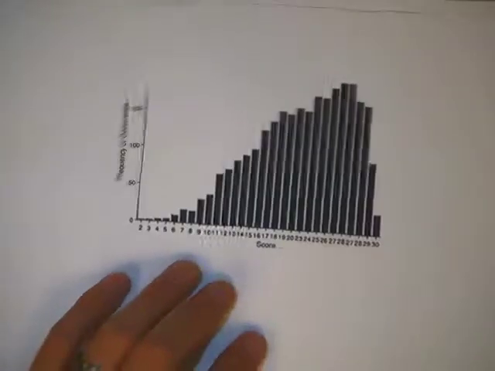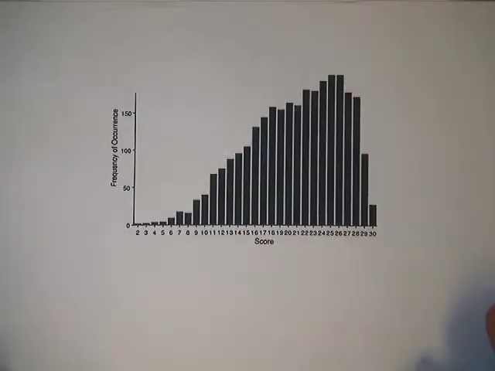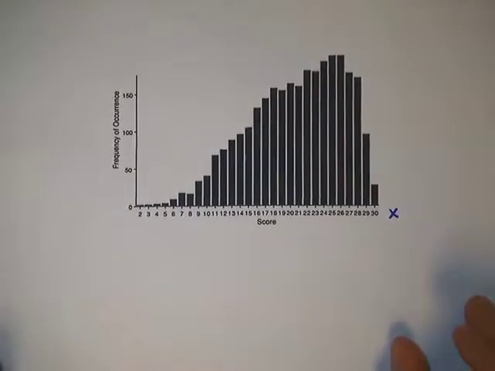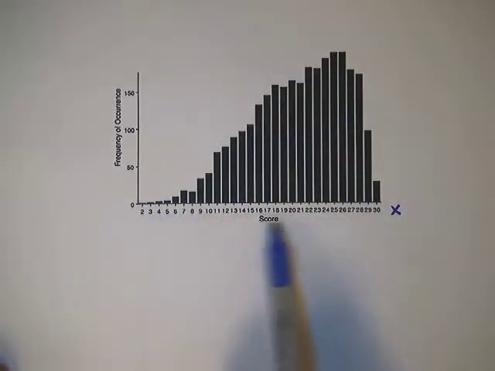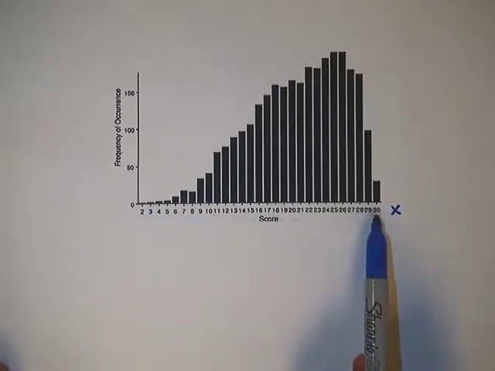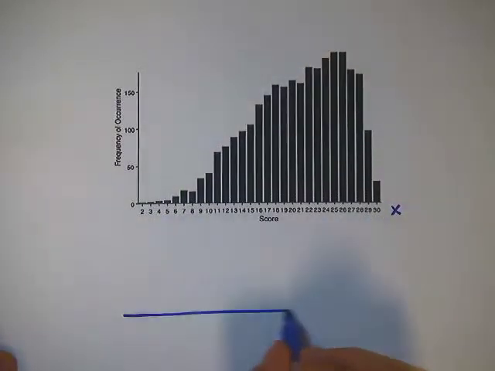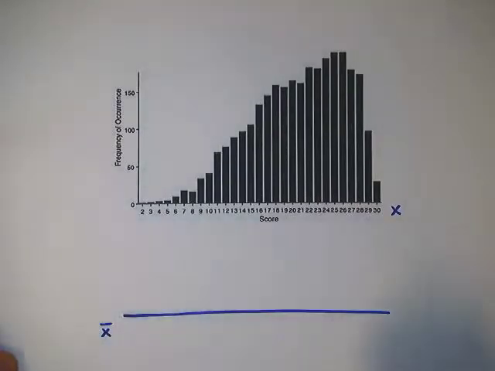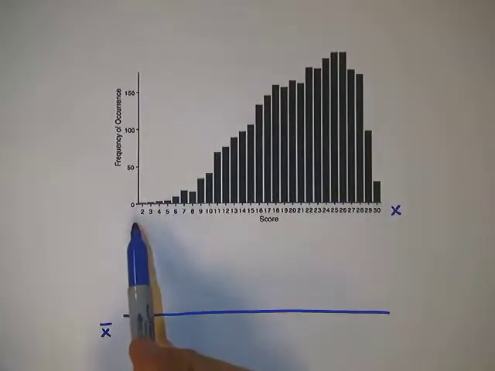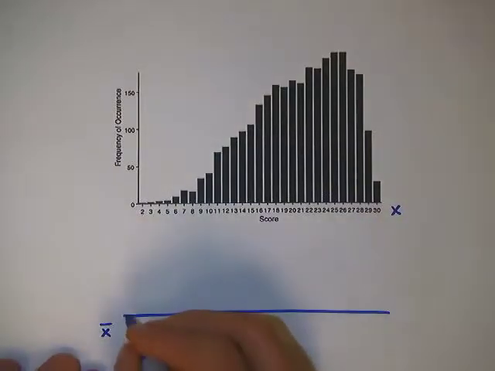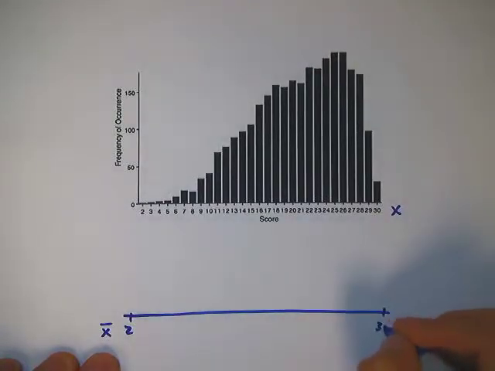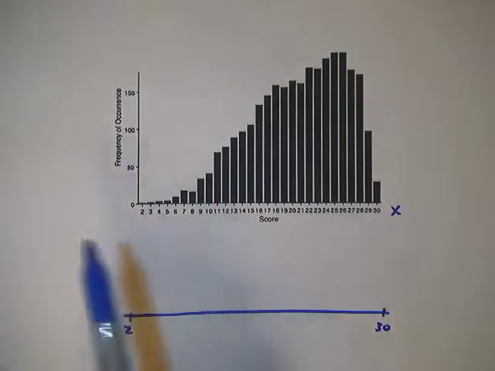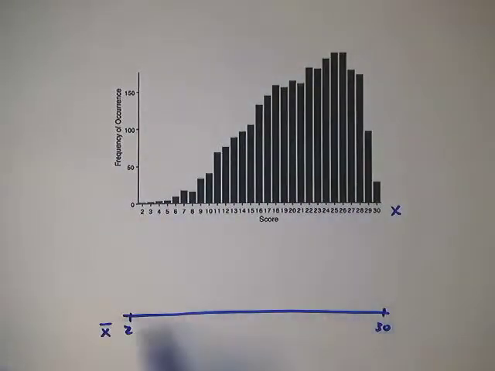Let's take a look at a population distribution and think about what that sampling distribution might look like. If this were my population, a pretty large population, we're measuring the scores of something. They ranged from 2 to 30. If we were to make a sampling distribution of x bar, our sample means would also have to be between 2 and 30. They would have to fall in that same range.